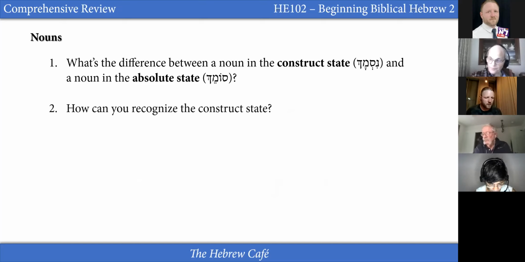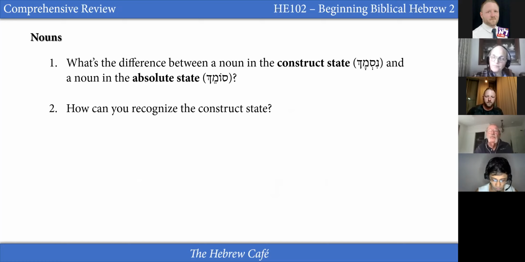Cool. How can you recognize the construct state? Ward, what do you think about that? Well, if I remember, for the masculine singular, it has to be by context. For masculine plural, the im changes to a tsere yod. For the feminine singular, the kamatz he changes to a patach tav. And the feminine plural, the kamatz he turns into patach. Oh, kamatz, right. And for the feminine plural, it doesn't change.